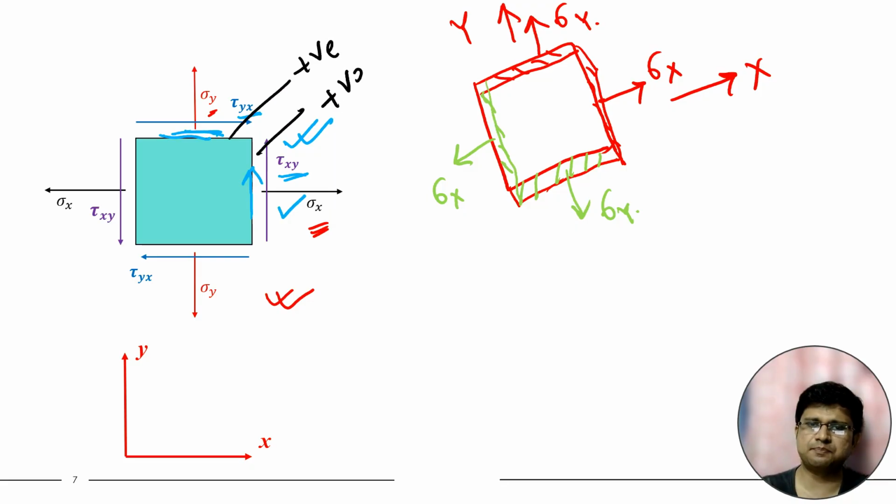Positive plane. So for positive plane, the direction of both these shear stresses will also be positive. Tau xy will be along the positive y direction. Tau yx will be along the positive x direction. And these two planes are actually negative plane. For this negative plane, if the shear stress is acting along the negative direction, then it will be positive. And here also, if it is in the negative direction, it will be positive. So this is the direction of tau yx and tau xy.